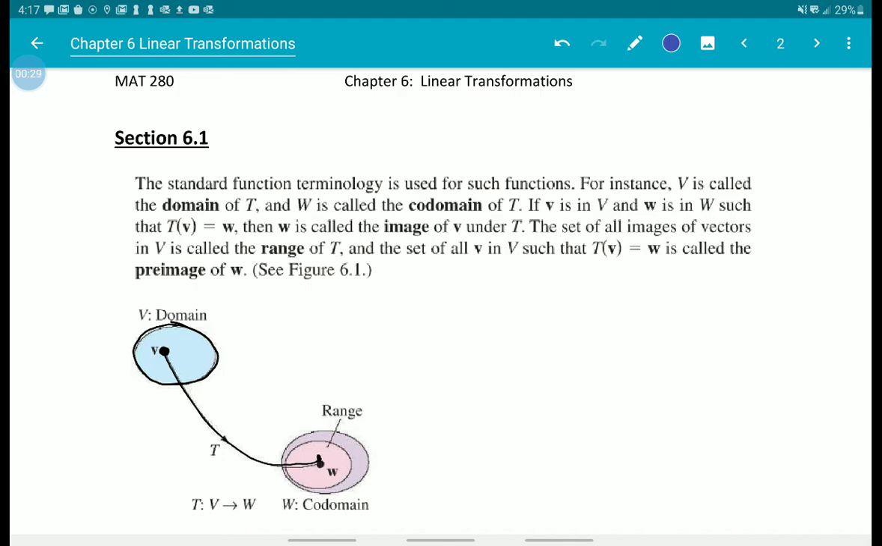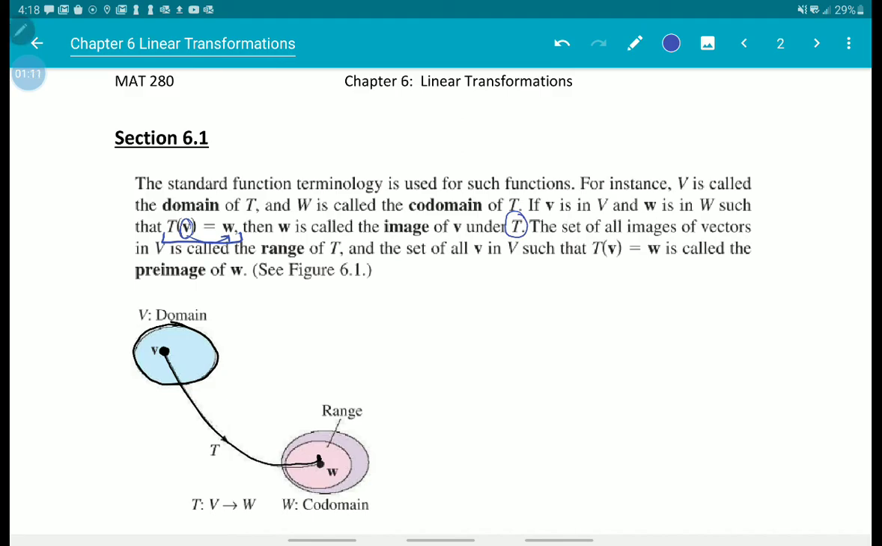So let's get started. Standard function terminology is going to be used with these functions. So V is called the domain of T and W is called the codomain of T. So if little v is in V and little w is in W, such that T of v is equal to w, this is talking about a linear transformation happening. And it's going to take us from this world V into this world W. Then w is called the image of v under the linear transformation T. They're using T here to signify linear transformation. That's common in most linear algebra textbooks, and that's the terminology that's going to be used in this textbook.